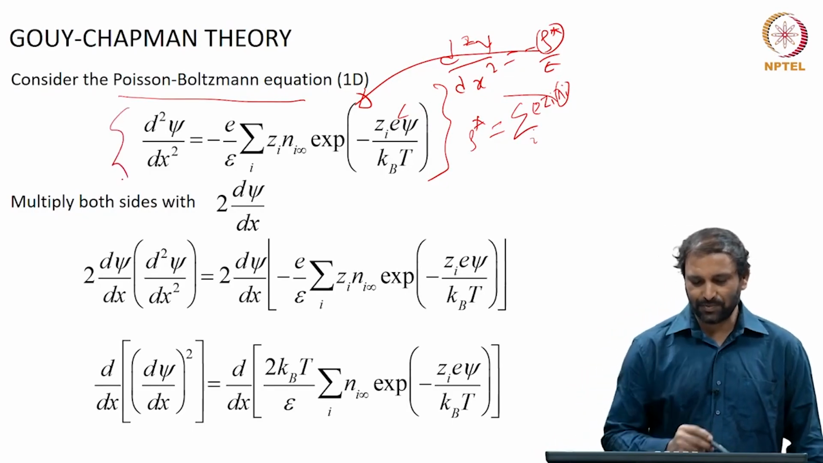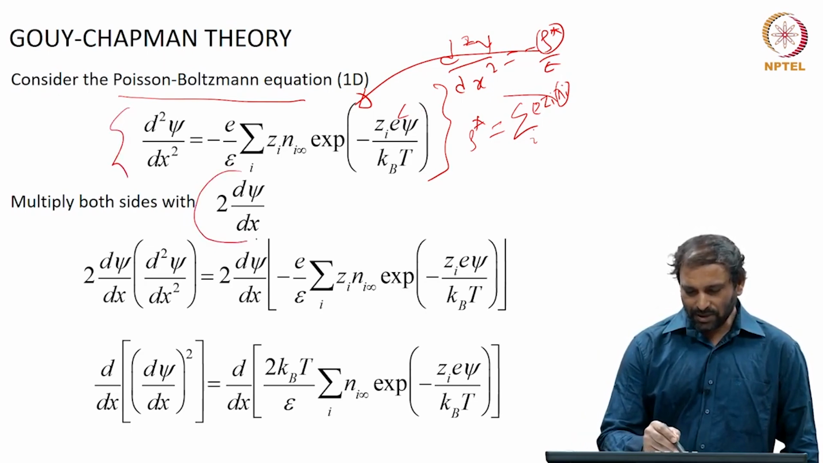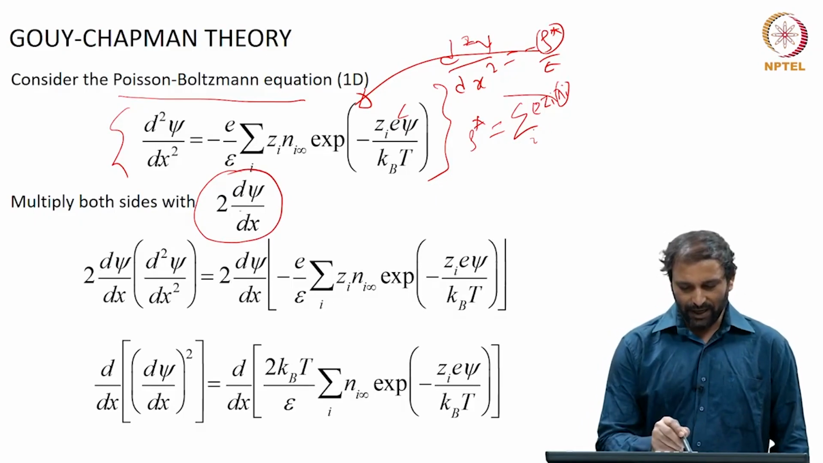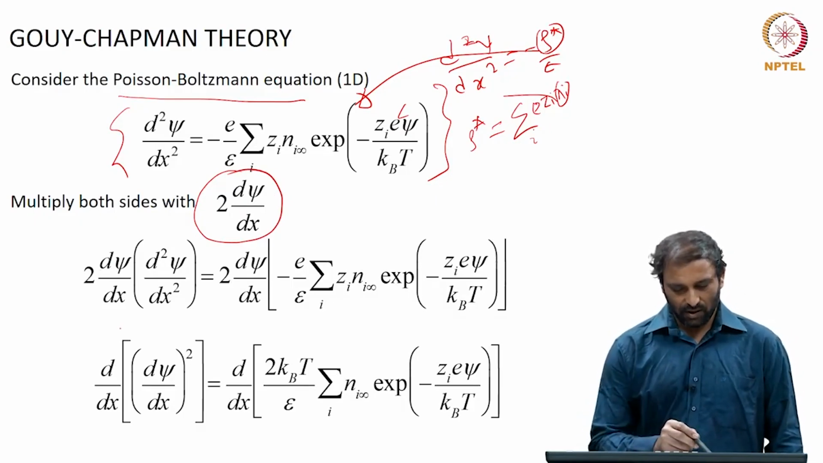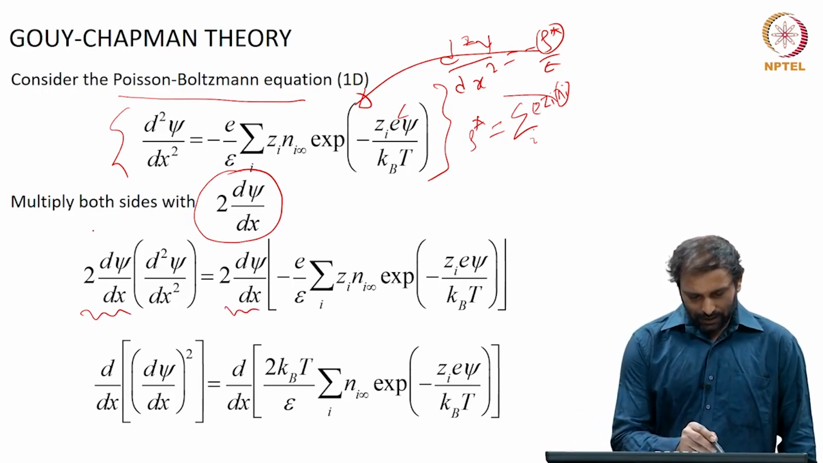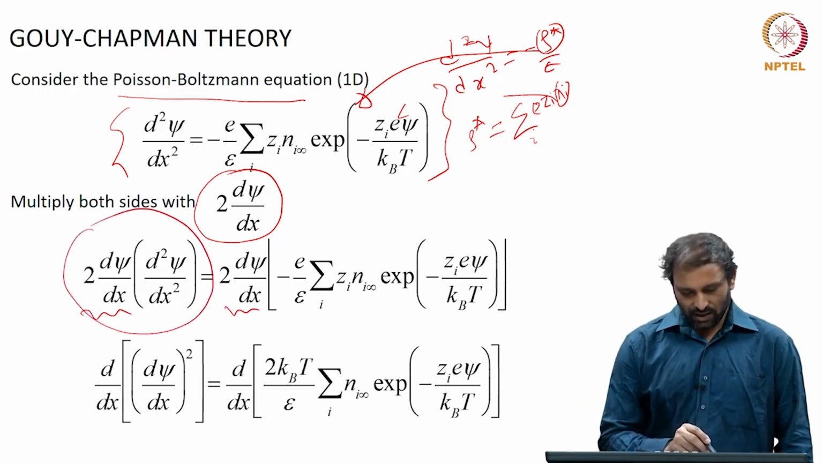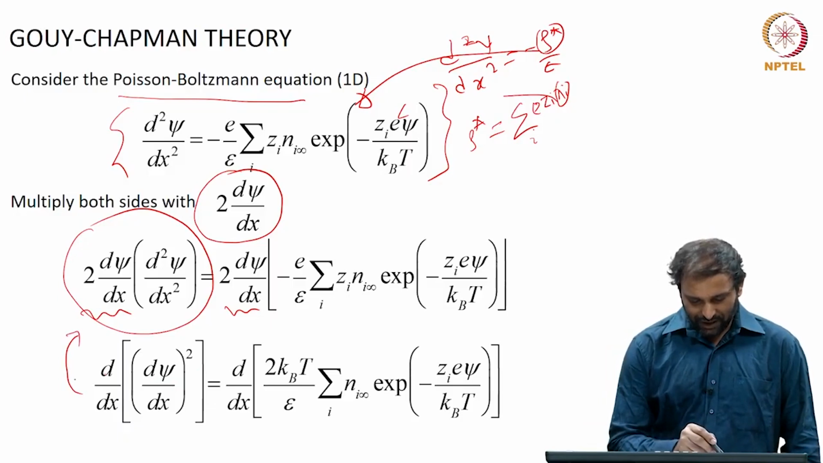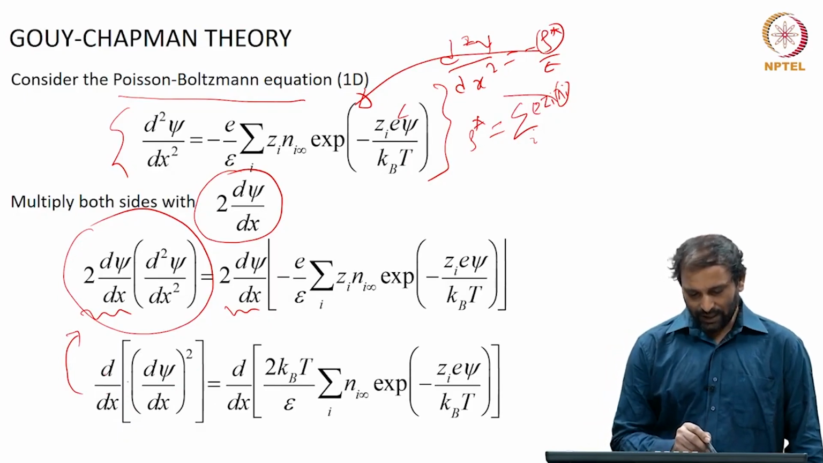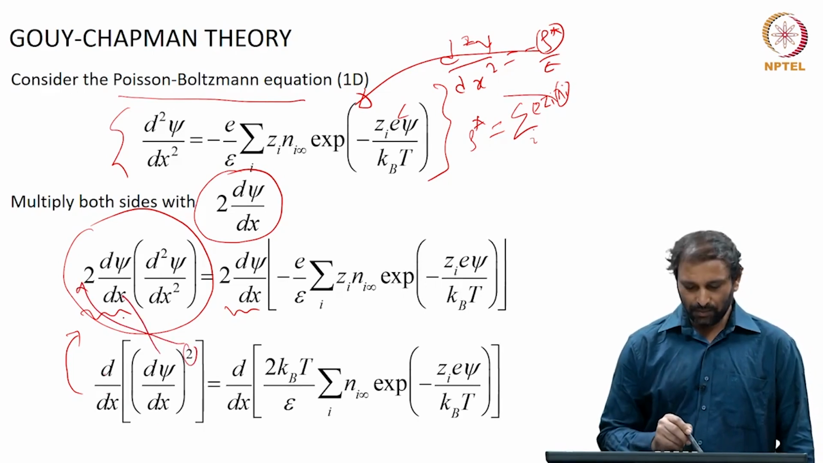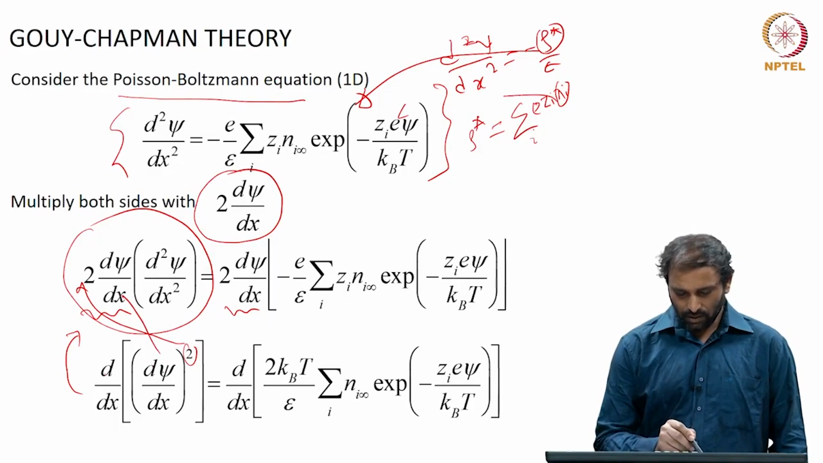So, what we will do is we will start with this expression, and we will do some simple manipulation. We are going to multiply both the sides of this equation by 2 times d psi by dx. Now, if you look at the left hand side, I can write this as d by dx of d psi by dx whole square. If I differentiate this function, I get 2 times d psi by dx multiplied by d square psi by dx square.